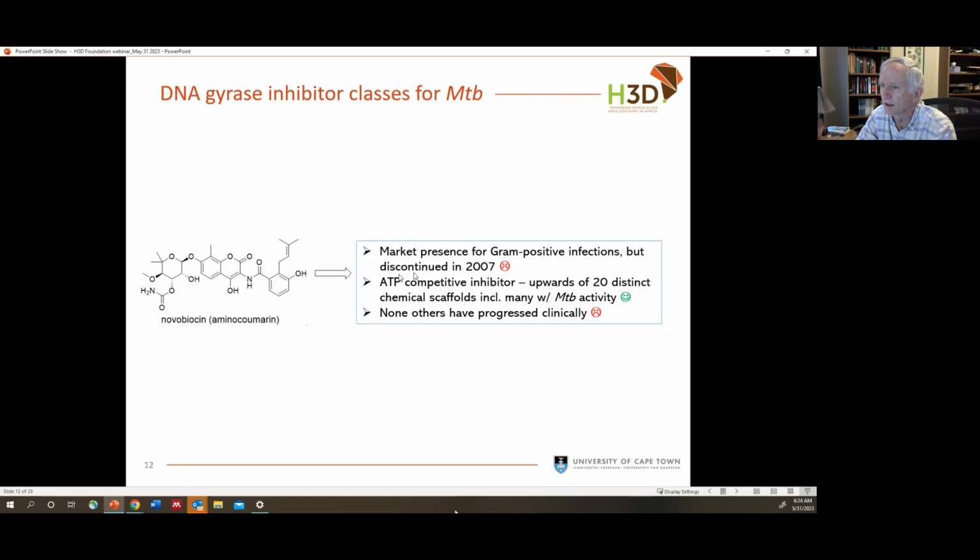There's been a lot of work trying to get compounds that operate in the same, if you will, mechanism that novobiocin does. Novobiocin is a competitor for the ATP binding site of DNA gyrase. There's upwards of 20 distinct chemical scaffolds that inhibit competitively for ATP on DNA gyrase and topoisomerase 4, I should add, many of which have MTB activity. However, none of these have progressed into the clinic as of yet. There is one drug that is now being clinical trialed. It's an ATP competitive inhibitor for non-tuberculosis mycobacteria.